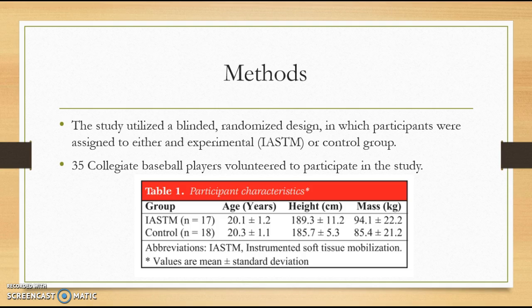35 collegiate baseball players volunteered to participate in this study, and it's important to note that the inclusion criteria was that they had to be an NCAA Division I baseball player on one of the teams, with no recent history within 6 months of upper extremity injuries or previous upper extremity surgeries in the throwing arm. You can see from the chart, these patients were randomly divided into the groups, and the number in each group is in Table 1. You can see the average age, height, and mass.